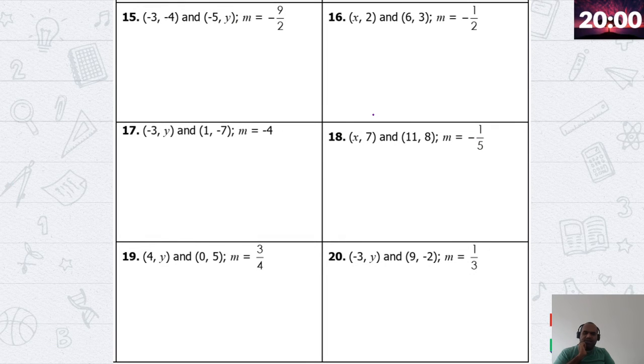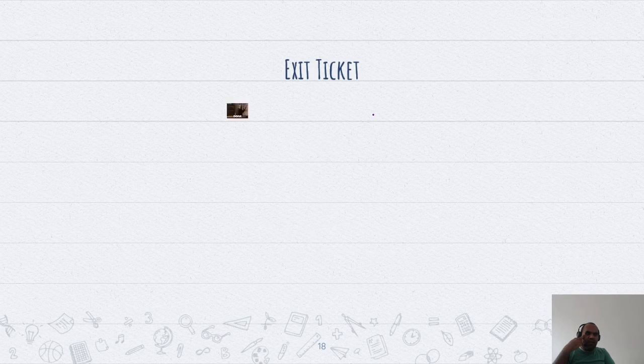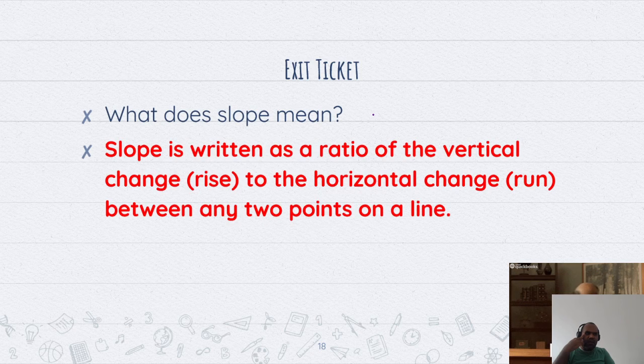To have more exercises, you can do it. It is in the slide. If you want the answer key, email me and I will send it to you. No problem, I have all the results solved. And remember, as a ticket out: what does slope mean? Slope is written as a ratio of the vertical change, the rise, to the horizontal change, the run, between any 2 points on the line.